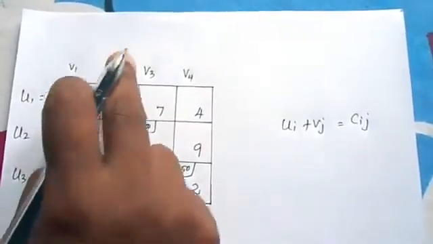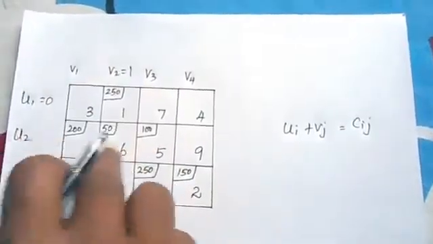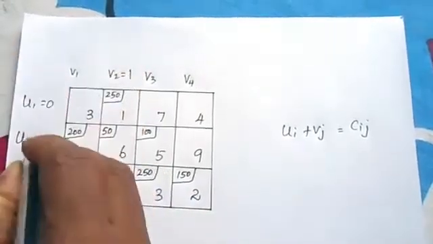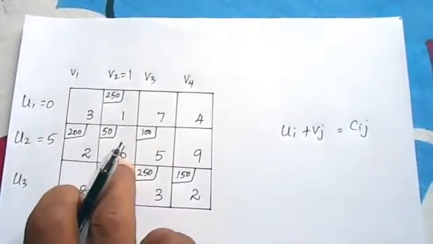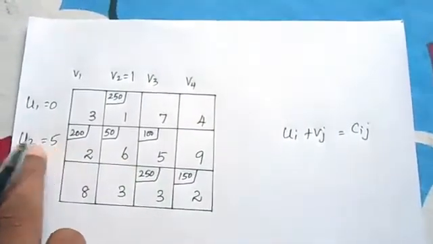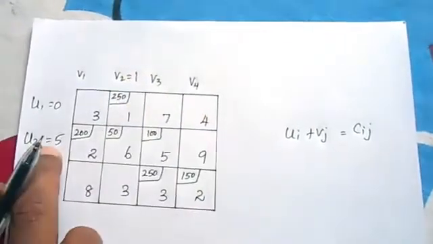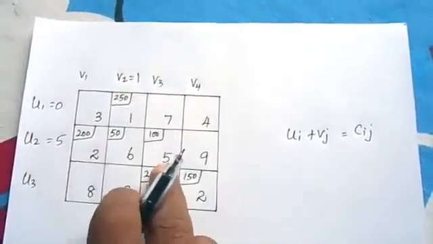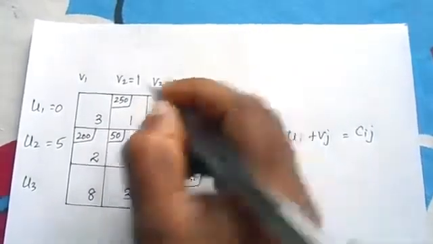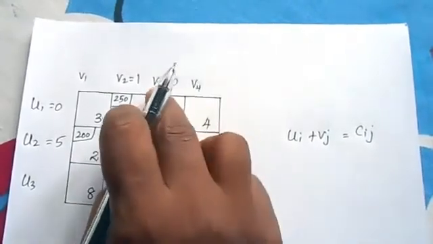Look at the next one. Now we have got the value for V2. With this, you can find the value for U2. V2 is 1. What about U2? So, 1 plus 5 is equal to 6. So now we have got the value for U2. So U2 value is 5 now. Now we can get the value for V3. U2 is 5. Then what about V3? Here Cij is 5. So U3 also 0. 5 plus 0 is equal to 5. Okay, now we have got the value for V3.